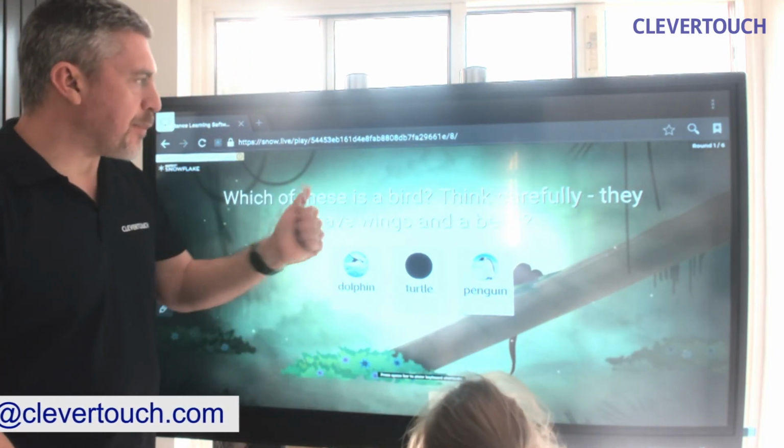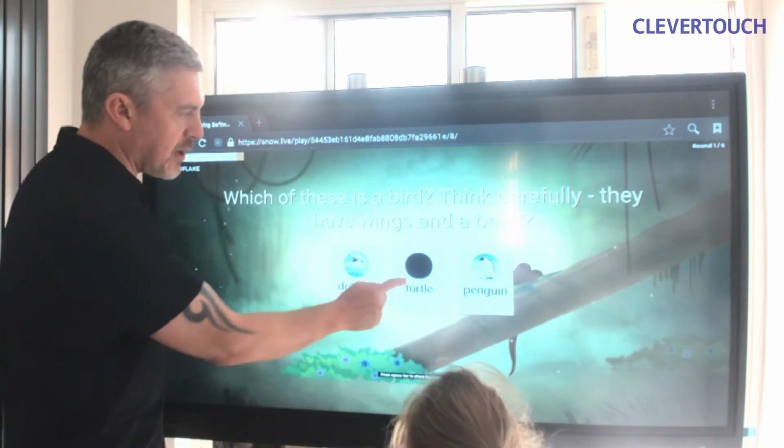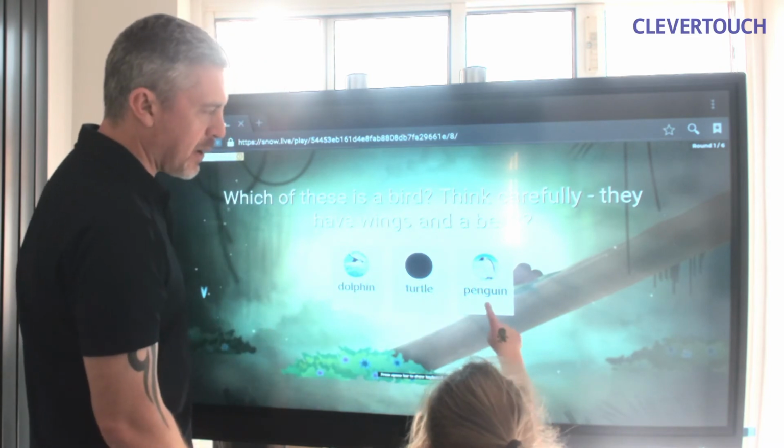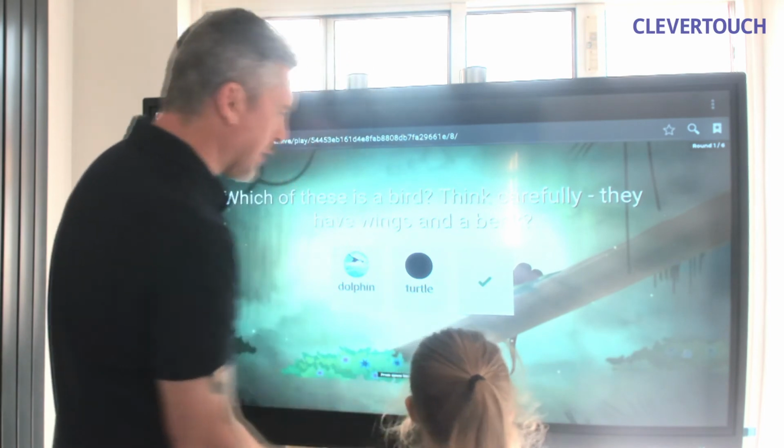Which of these is a bird? Think carefully, because they have wings and a beak. Is it a dolphin, a turtle, or a penguin? Hit the penguin. Correct, you got it right. Let's go on to the next question.